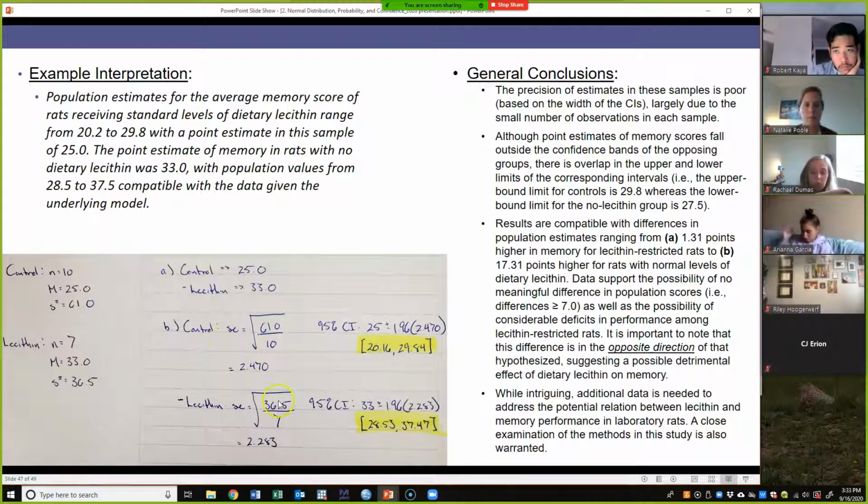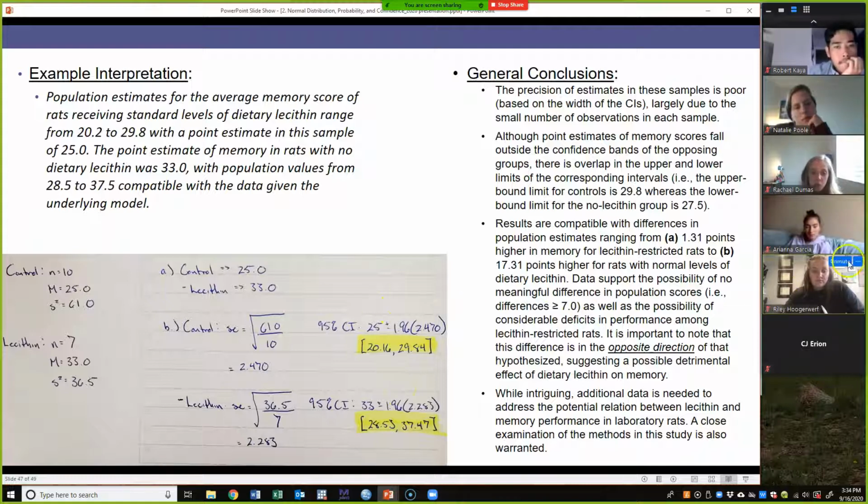We've got not many people. Our samples aren't super precise, or our estimates aren't super precise, so we want to be thinking about this. So although we've got our point estimates for memory scores outside the confidence bands of opposing groups, we've got some degree of overlap here, right? So for this, my control group, Riley, is a score of 33 within that confidence bound here? No. And is a score of 25 in this confidence bound? No. But there's still some overlap here, right?